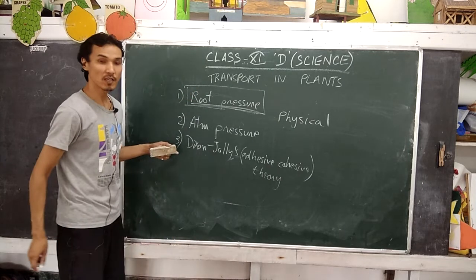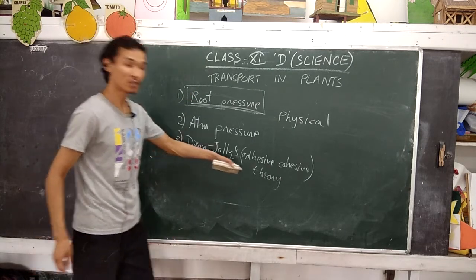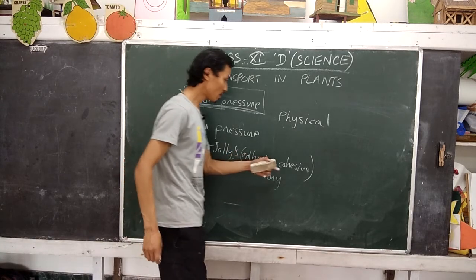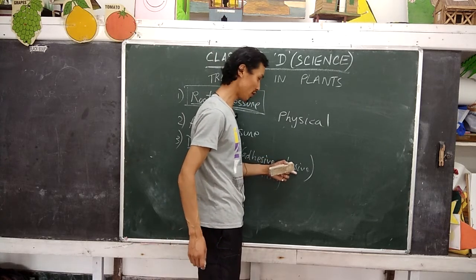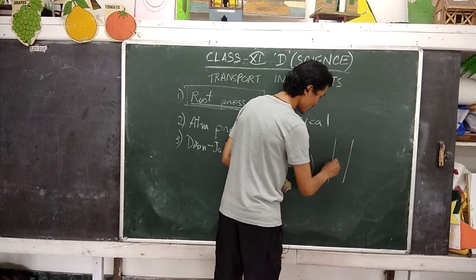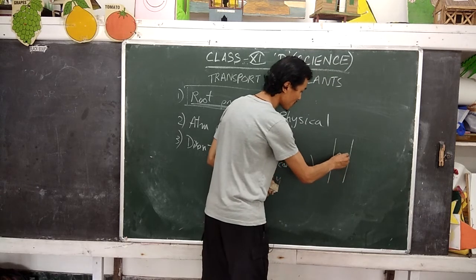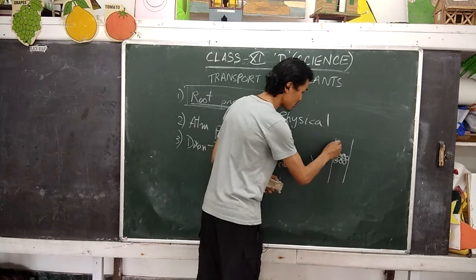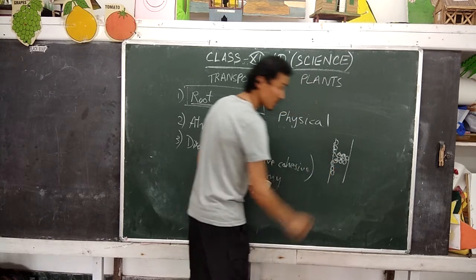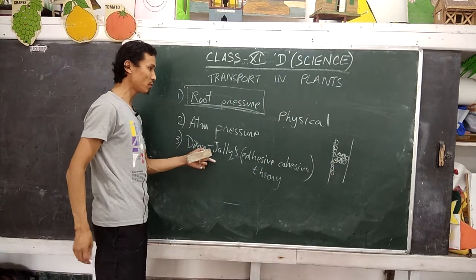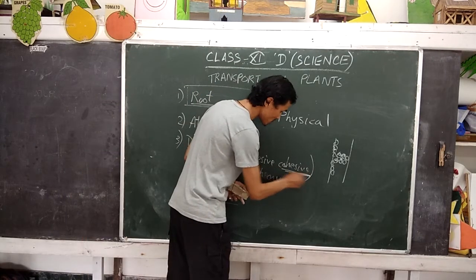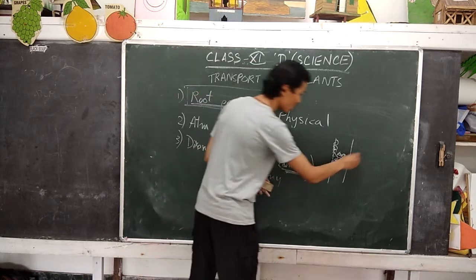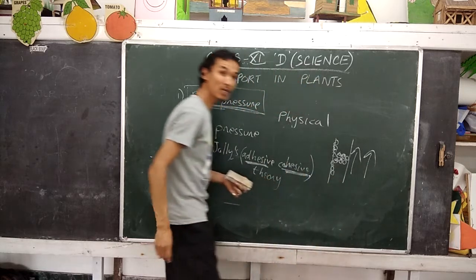The most widely accepted physical theory is Dixon and Joly's adhesion and cohesion theory. Adhesion means a force of attraction between different molecules. Cohesion means a force of attraction between the same molecules. So generally, water exhibits strong cohesive force among itself. It also exerts adhesive attraction towards the cells present in the xylem. So according to Dixon and Joly's theory, due to the strong cohesive force among the water molecules and the adhesive force between the cells and the water molecules, water tends to move towards the stem.